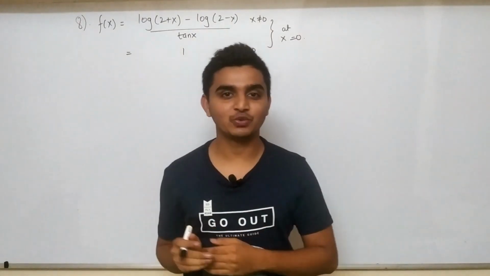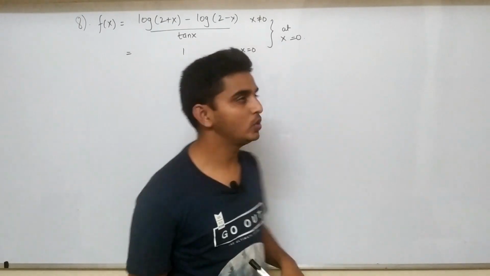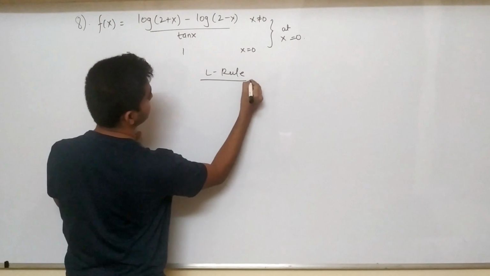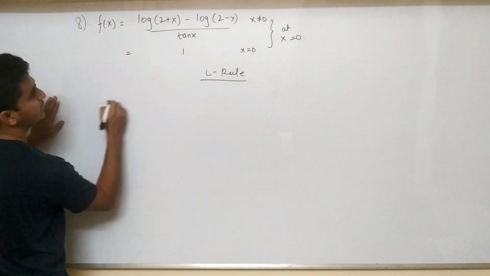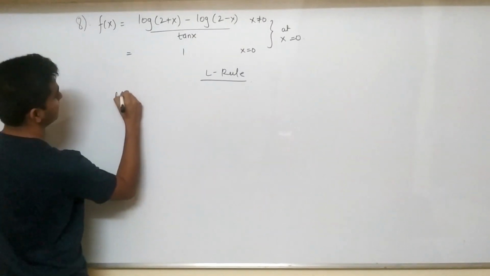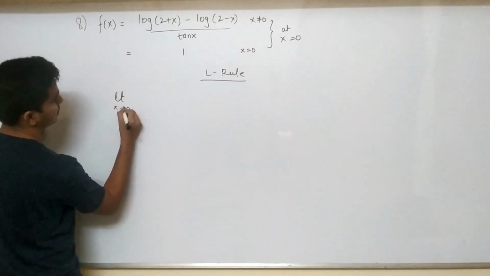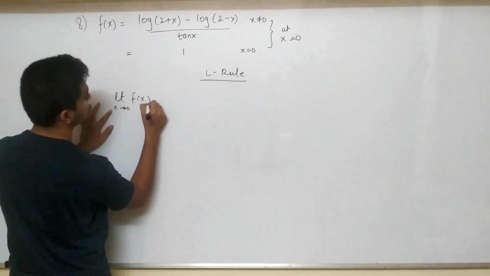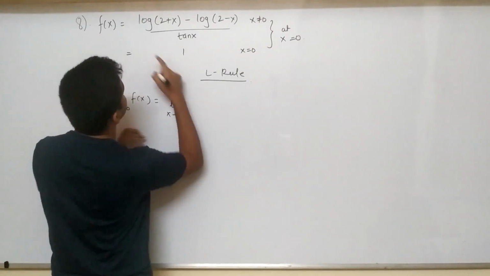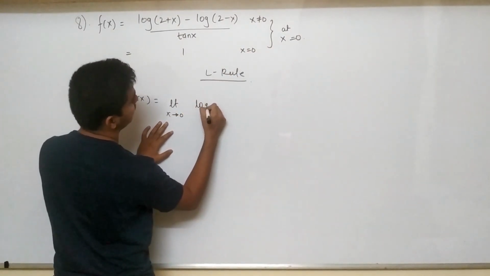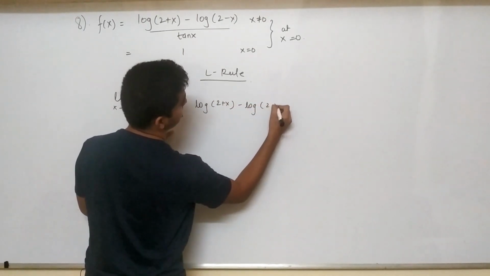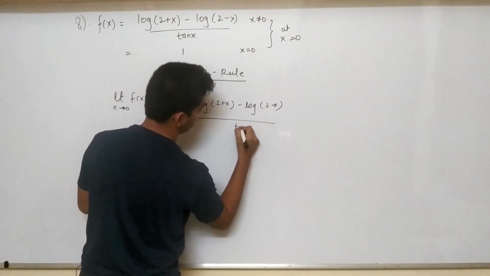Now we have the 8th question and we'll use L'Hopital's rule, where I have just written L rule. In this case we have to check the function continuity at x equals 0. So let's take the example: the limit as x tends to 0 of f of x. We'll again write the same function before using L'Hopital's rule. This is basically the same function I have written.